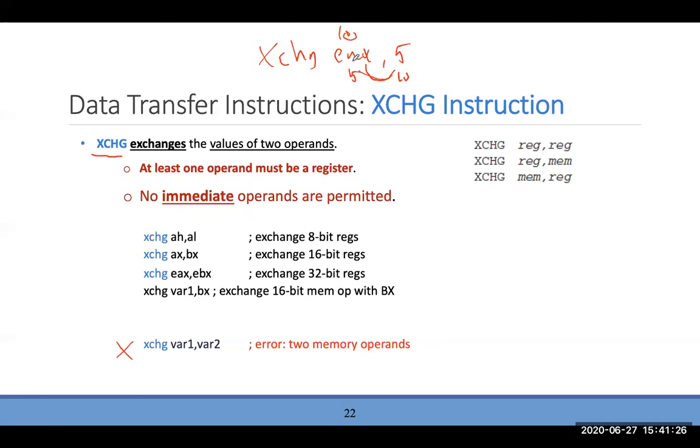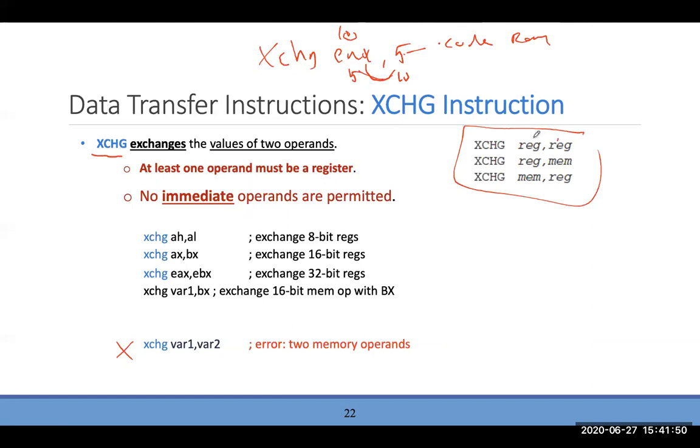Can you deeply think about it? Please pause the video and think about it. But anyway, we know that the immediate is encoded within the opcode, right? And the opcode is read-only memory. So if you want to write 10 in this part, it's going to say no, this is read-only memory. That's why it's prohibited. So that is the rule right here.